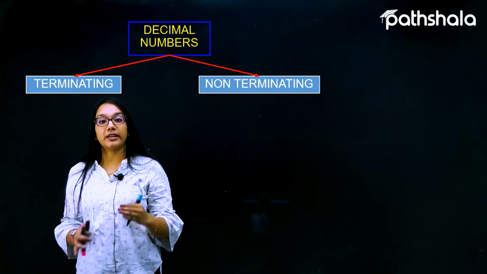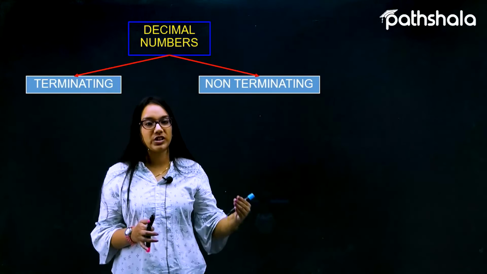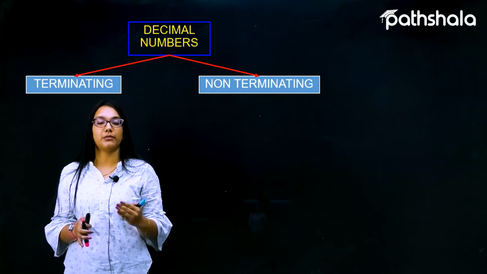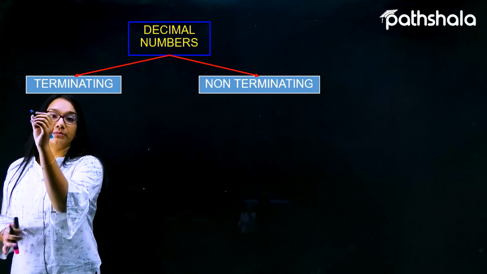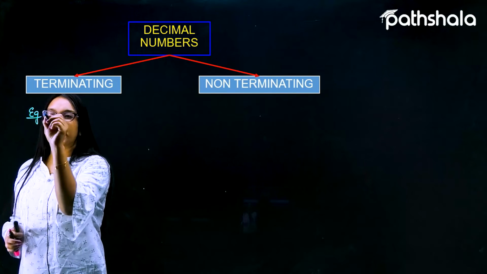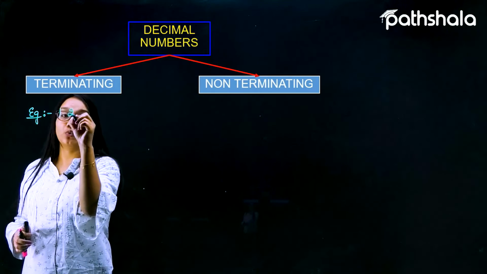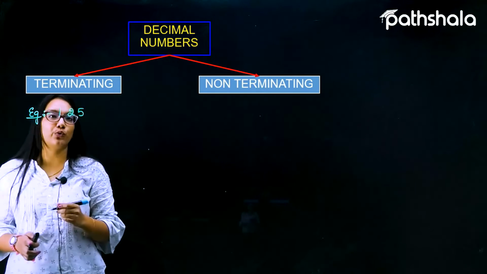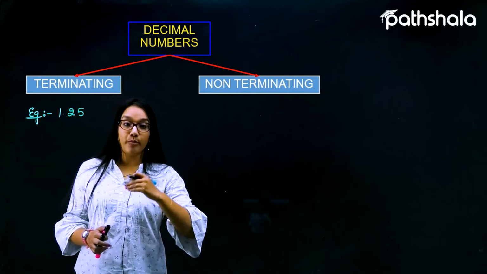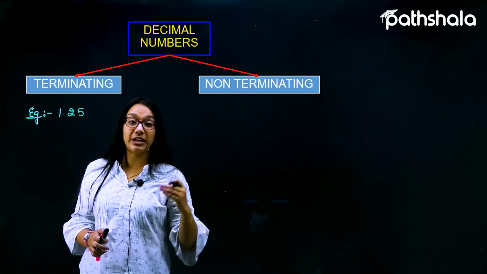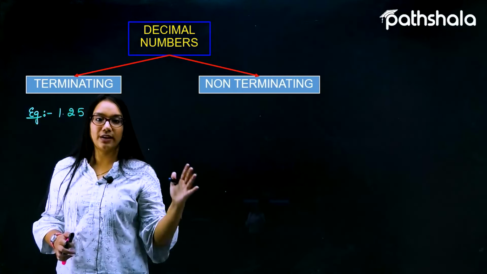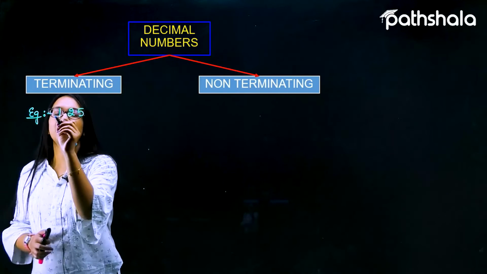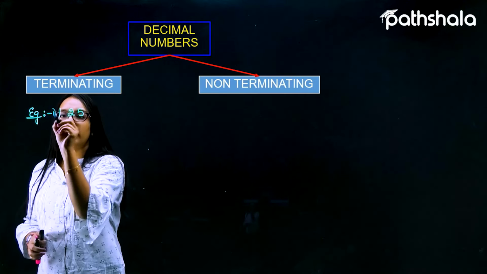We know that whenever the remainder is equal to 0, such numbers are called terminating ones. Let me take some examples of terminating decimals, such as 1.25. Let us suppose I am talking about 1.25 decimal. It is a terminating one, in which the digits are not repeating. So 1.25 is an example of a terminating decimal.